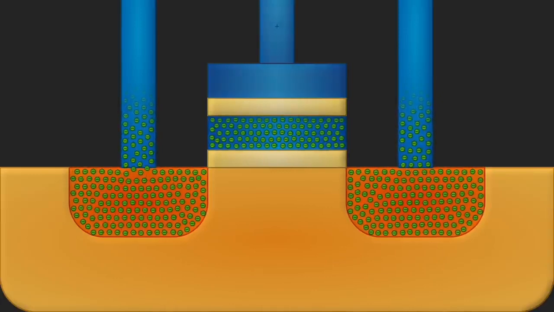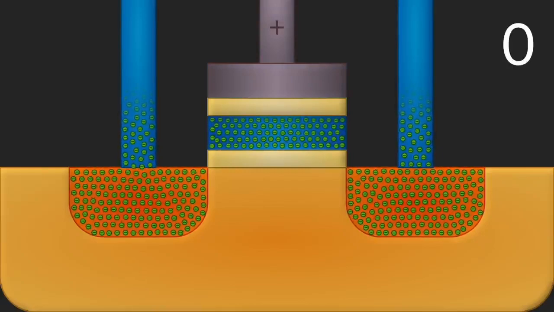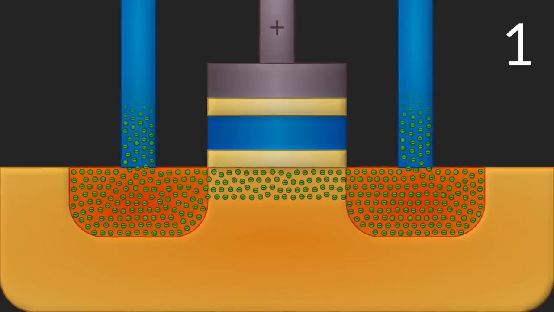You can read out the stored value by applying a small voltage. If there are electrons on the floating gate, no current flows, so that's a 0. If there aren't electrons, then current does flow, and that's a 1.